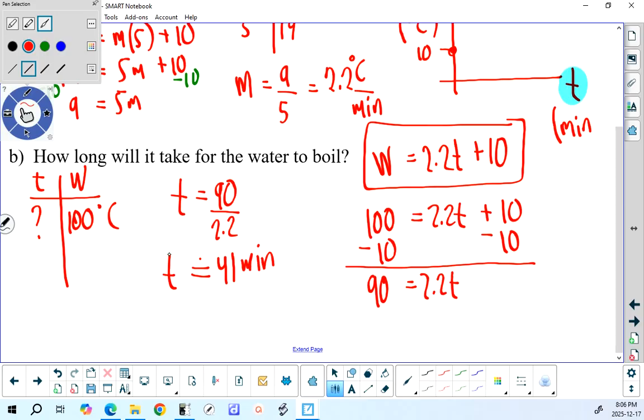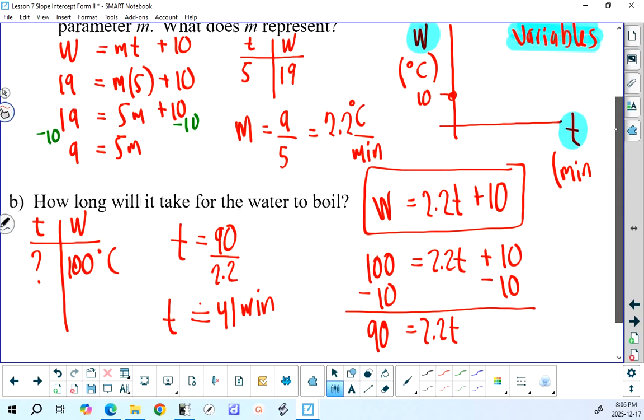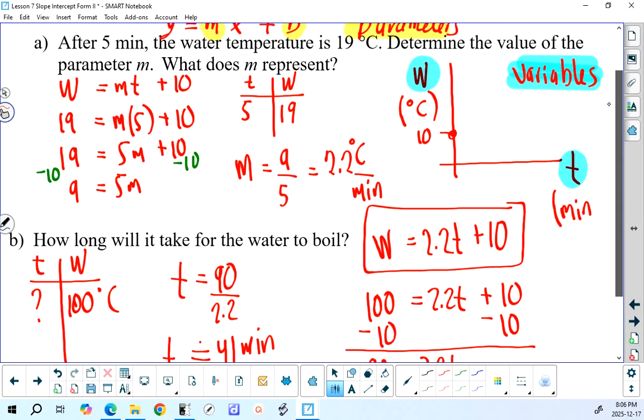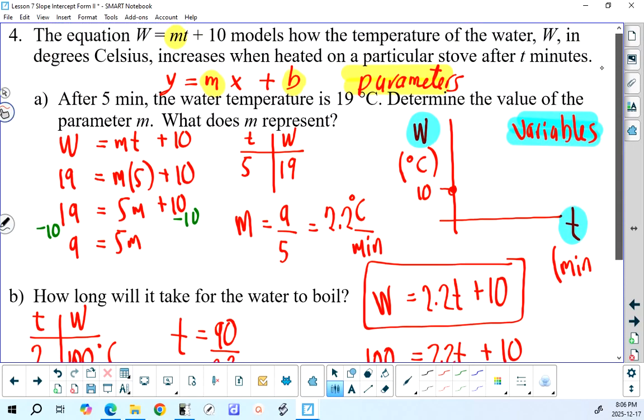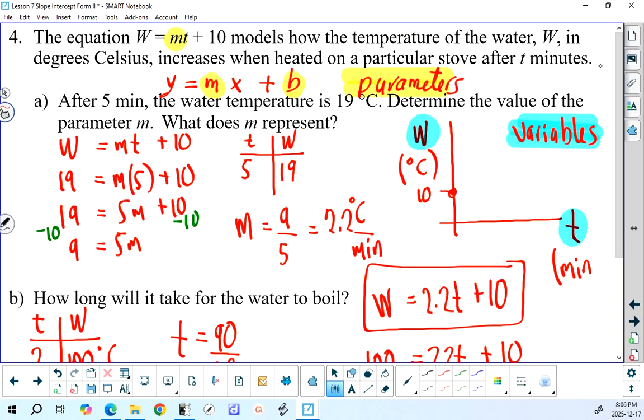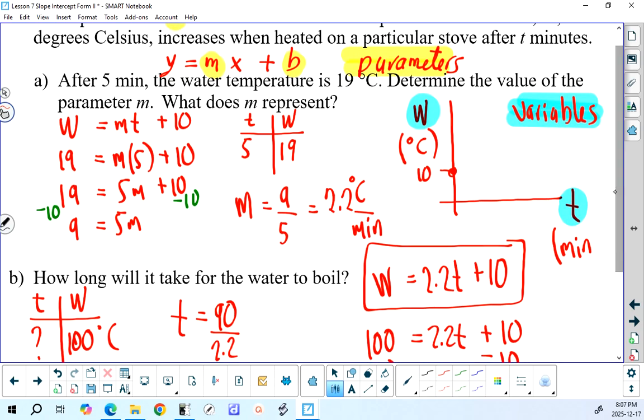I mean, you may look at this and go, that doesn't seem reasonable, but it doesn't really give you a context about what's going on here. I mean, the stove is obviously at a very low temperature. It's increasing by 2.2 degrees Celsius per minute. So to go from 10 degrees Celsius, which is what the initial temperature is, up to 100, it's going to take quite a few minutes.